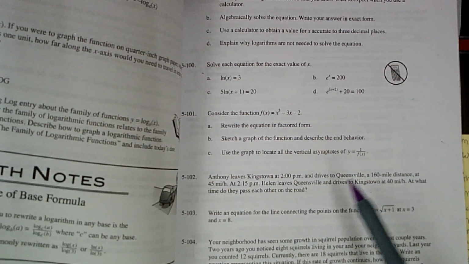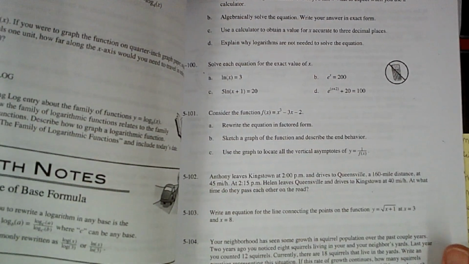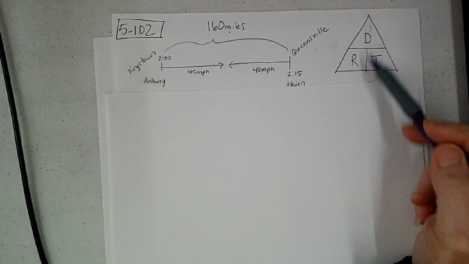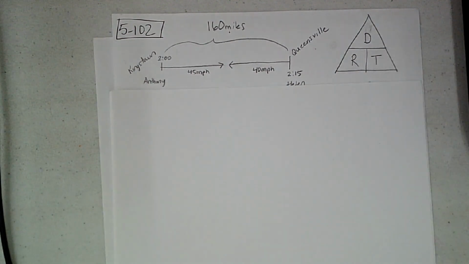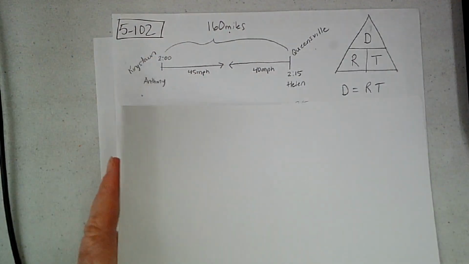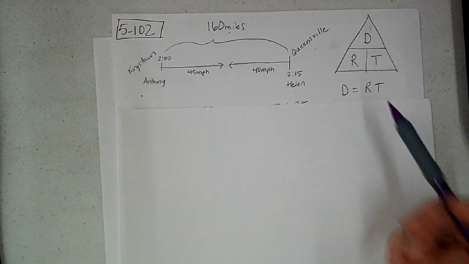So this thing just yells out to me distance equals rate times time. So that's how I'm going to work on this problem, by using my dirt prop, distance equals rate times time. So this little triangle tells me that distance equals rate times time.